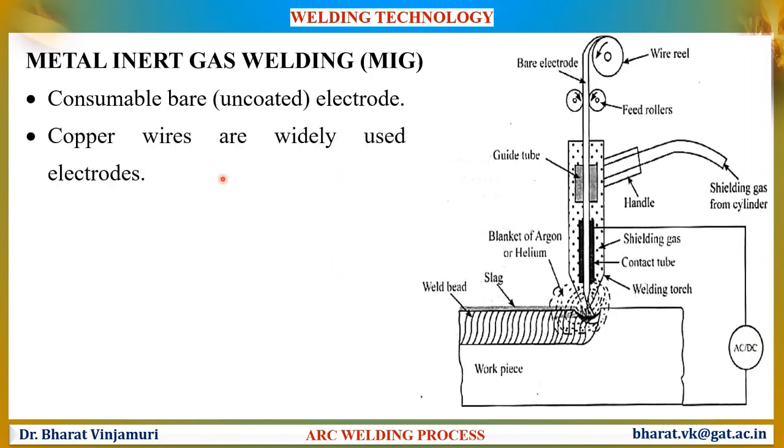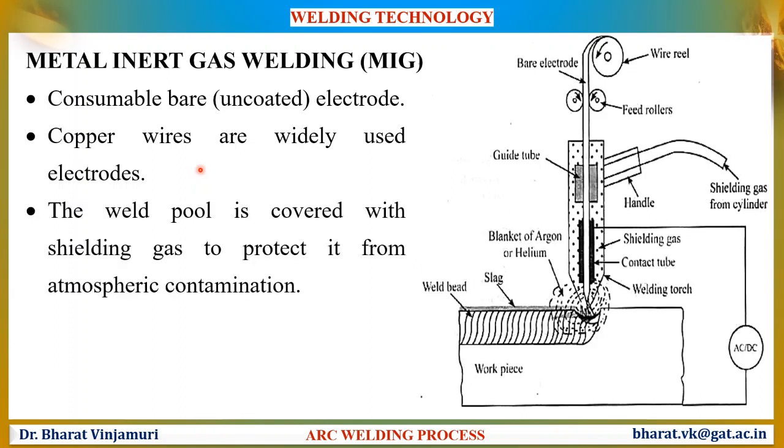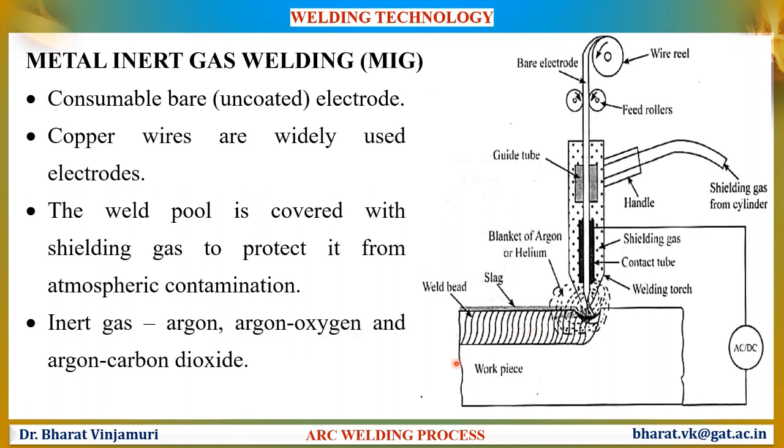Usually copper wires are used as electrodes. Sometimes copper coated electrodes can also be used in the process. The weld pool is covered with the shielding gas. Instead of a flux, a shielding gas will be sent through the nozzle near the weld zone. This shielding gas protects the weld zone from atmospheric contamination. Gases like argon, argon-oxygen mixture and argon-carbon dioxide can be used as inert gases.